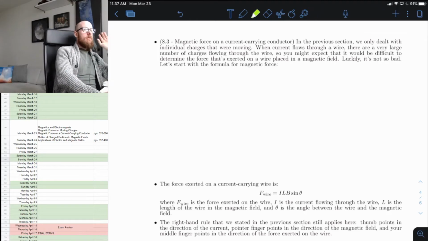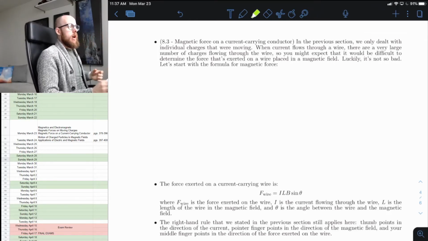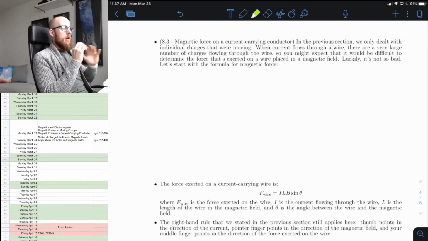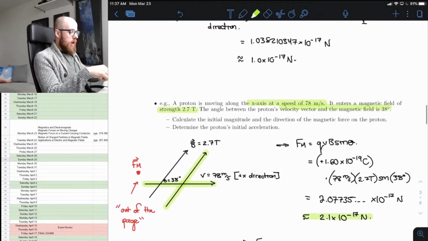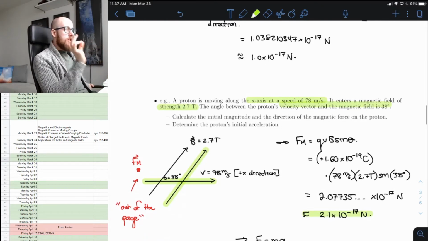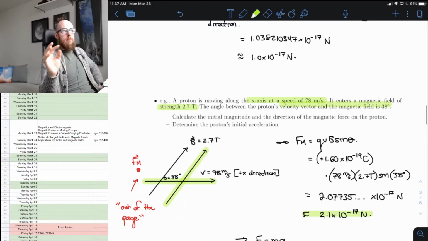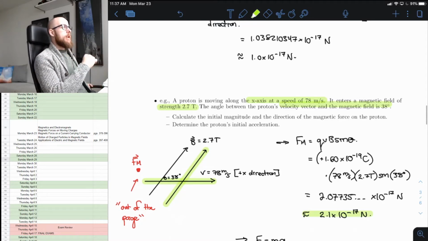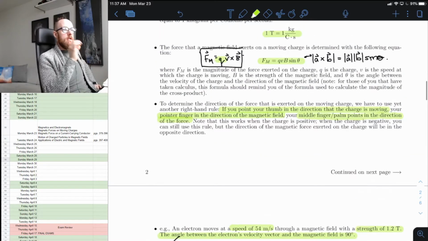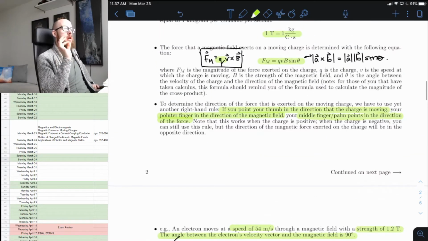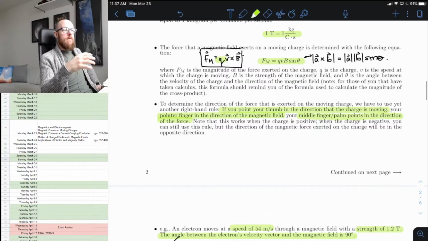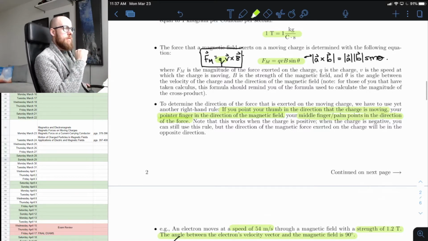So that's it for magnetic force exerted on single charged particles. All of the stuff that we did, this Fm equals QVB sine theta, that's for when we have a single point charge that's moving at a certain speed within a magnetic field. So that's where this formula applies: a single point charge traveling at a certain speed, moving in a magnetic field where we know all of these quantities.